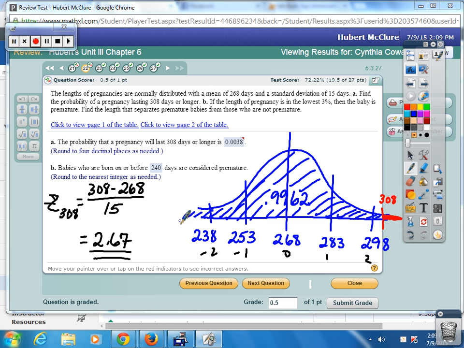So, to find the red area, 1.0000 minus 0.9962. And what's a dollar minus 99 cents? 1 cent. So we're going to have less than 1 cent. And what's less than 1 cent? 0 cent. So 0.0038. And that is your red area, 0.0038. Now, is this just a coincidence, 308 and point? Yeah, that's just a coincidence. Okay, so that's that part.